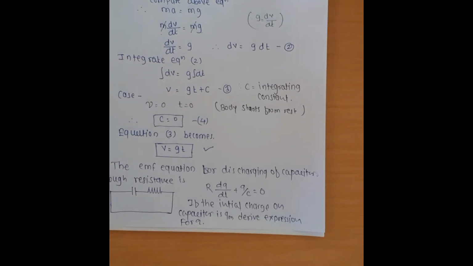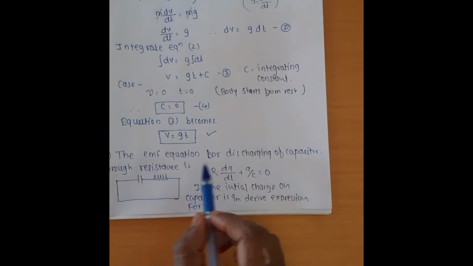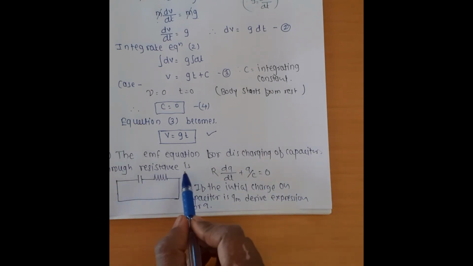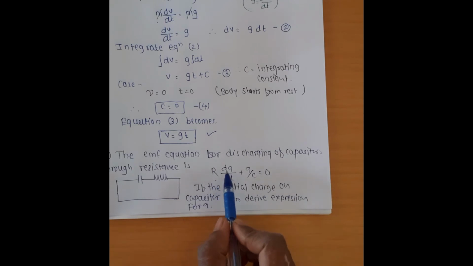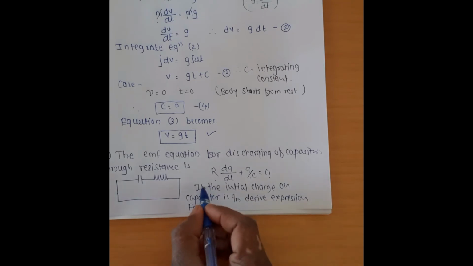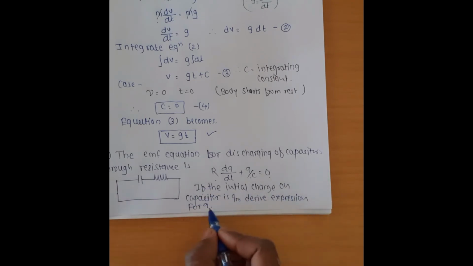So let us discuss another problem of this differential equation. So the problem is what? The EMF equation for discharging of a capacitor through a resistance is R dq by dt plus q by C is equal to 0. If the initial charge on the capacitor is qm, derive the expression for q.